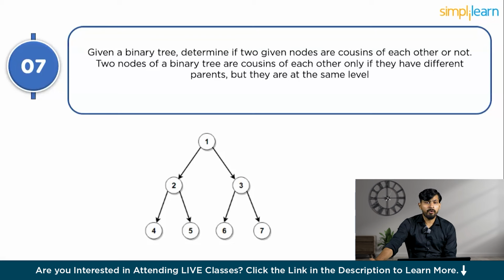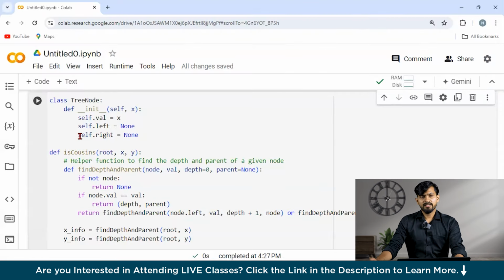Now, let us check programmatically how to check the cousin status. We are going to code this program in Python. So guys, you can see this program, and let us try to analyze it, how we are locating whether given nodes are cousins of each other or not.